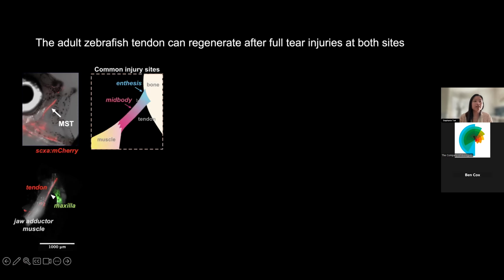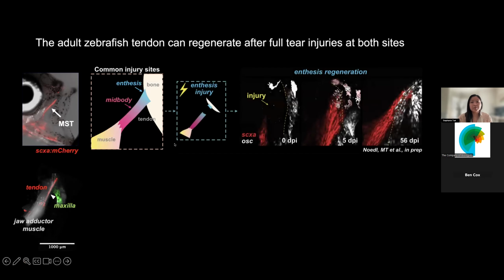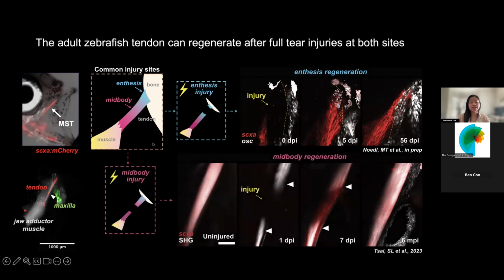And so, like I mentioned, common injury sites include the midbody and the enthesis. And a prior postdoc in the lab, Marie, had actually shown if you fully sever the tendon off of the bone, that the enthesis can fully regenerate. And similarly, in published work, I've also shown if you sever the midbody, that the midbody can fully regenerate both the matrix as well as the cellular network. And so the adult zebrafish tendon is very good at regenerating different parts of the tendon. And so the next logical question is, well, what's the cell source of regeneration? And we reasoned that potentially it was just the Scleraxis positive cells themselves within the tendon.